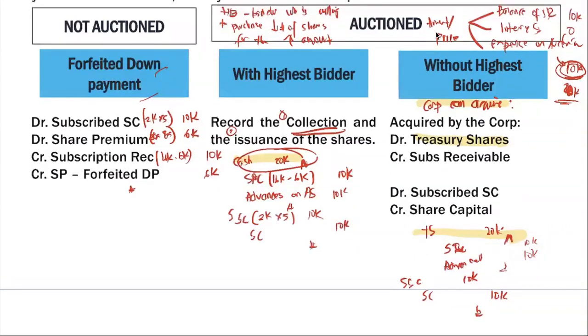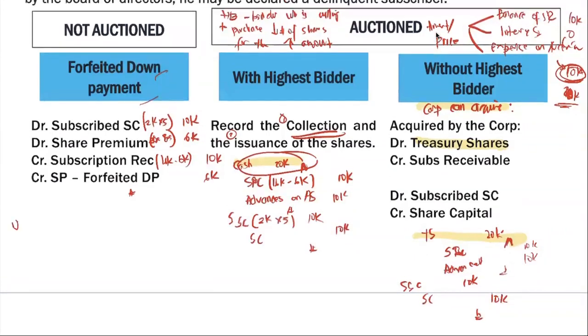But the question is, what if it is without highest bidder and corporation cannot acquire? Because here, in auction, if there's a highest bidder, then no problem. What if there's no highest bidder? It is subject to whether the corporation can acquire. If the corporation can acquire, it's TS. But what if it is without highest bidder and the corporation cannot acquire?